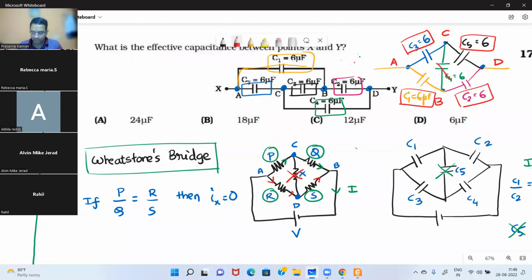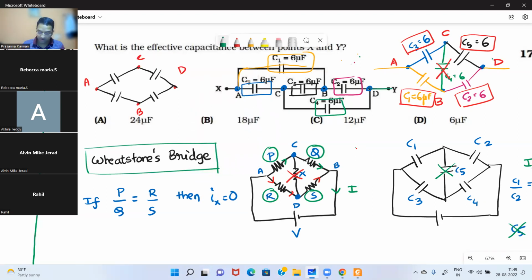We can remove the middle capacitor. C4 can be removed. So once I remove this middle capacitor, how does the circuit look? You have A, you have C, you have B, you have D. So you have one capacitor here, one capacitor here, one capacitor here, and one capacitor here.